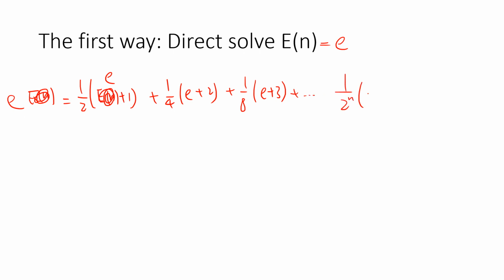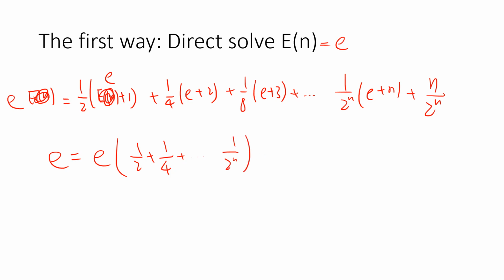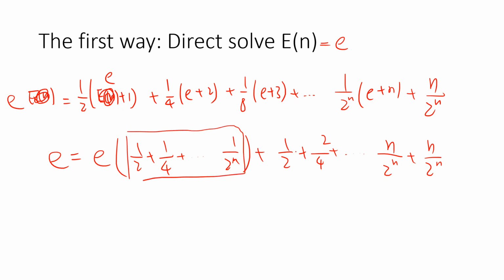To the n, E plus n plus n 2 to n. So we can expand it. We get E, we had a half, 1/4 to 2 to n, plus a half for 2 and 2 to the n, plus n 2 to the n. Okay, so the good thing is this is a series we have seen.